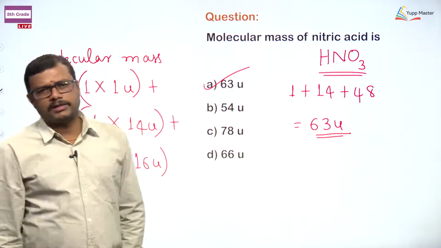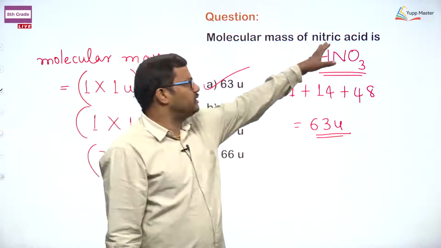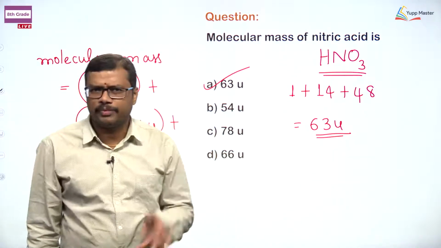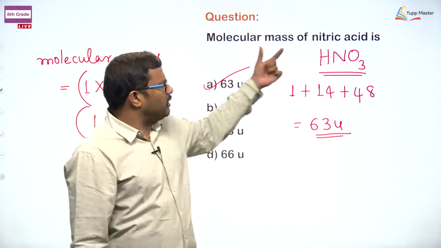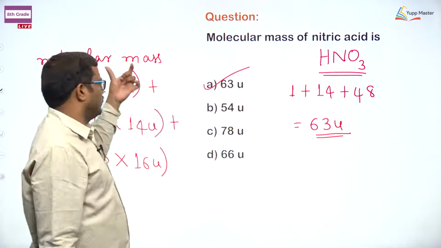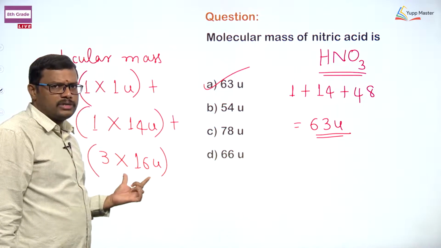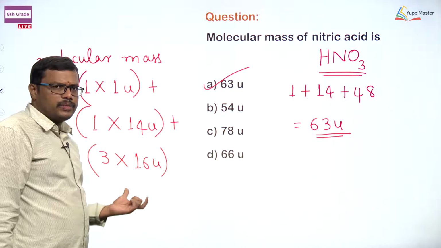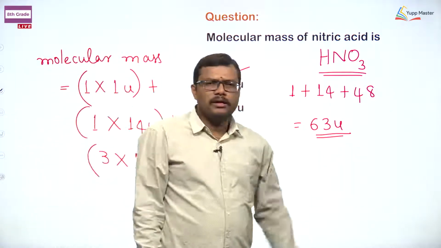So, for molecular mass calculation, once you know the formula, since here they have not given the formula, they have given the name nitric acid, first we have to get the formula. If you know the formula, we can go for the addition of the atomic masses of all the atoms present in the molecule, then we get the molecular mass.